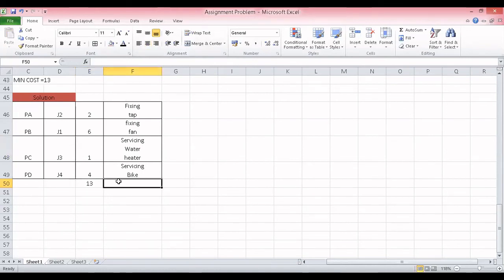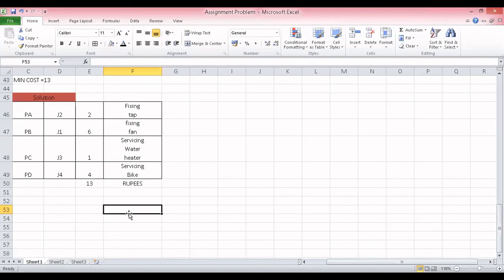And the total amount you spent is 13 rupees. If you give the amount finally to each person, you are spending 13 rupees. So this 13 rupees is the minimum cost spent by you in assigning the 4 jobs to these 4 people.